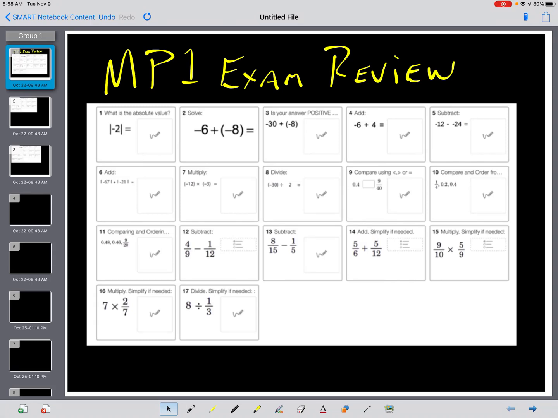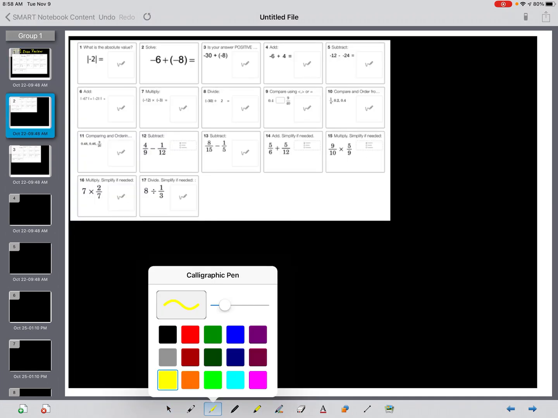So this is the first marking period exam review for 7th grade math students at Helen Fort Middle School. And so what you see here is a 17 problem set that's been designed to get you ready for the exam, which is to take place Wednesday, November 10th. So let's get right into it. We'll start out with this first problem.